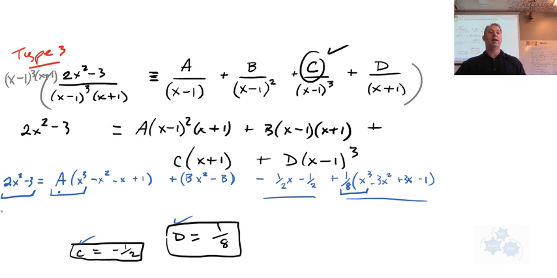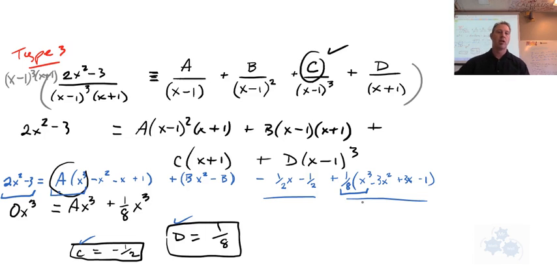Pay attention. On the left side, there is no cubic term. So guess what? There's no cubic term: 0 x cubed. Now, watch this. Where are the x cubes over here? You do not have to expand this all out. I see ax cubed right here, plus 1/8 x cubed over here. So look, I only have one unknown to solve for, and that's the A.